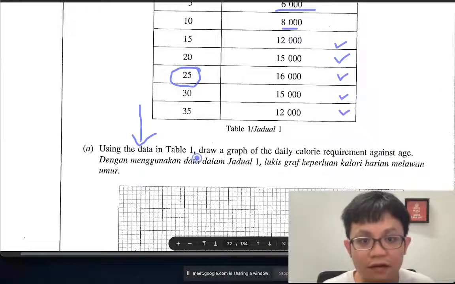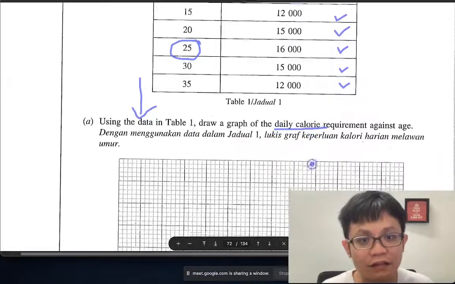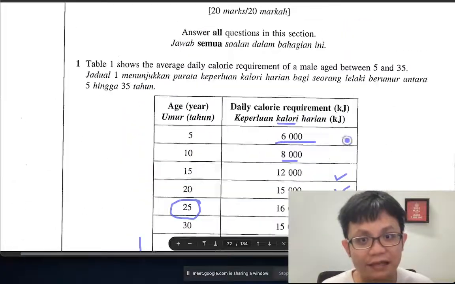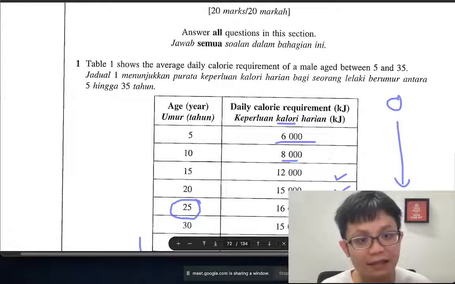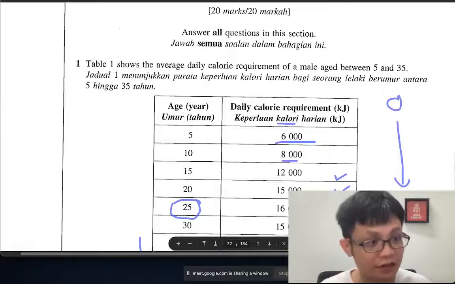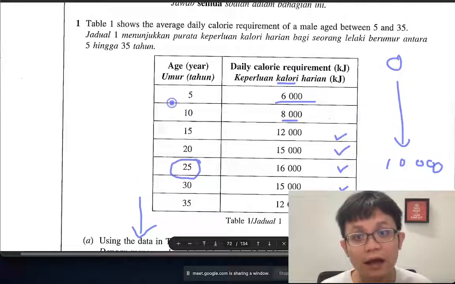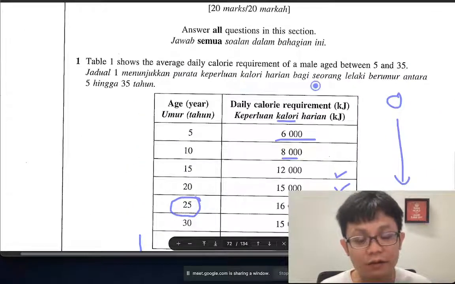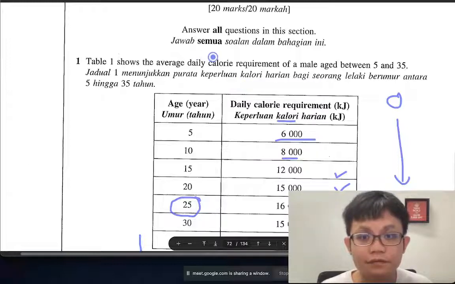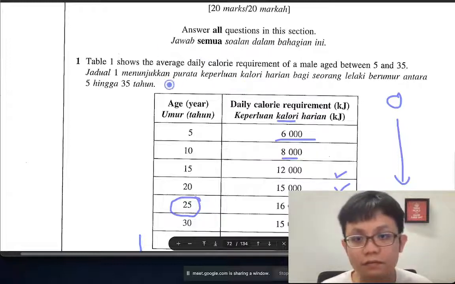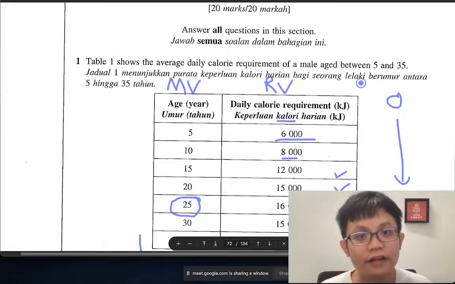Using the table, we can now draw the graph because there is a proper scale of 0 to 1000 and a proper interval between each unit. So we want to do this. What is the manipulated variable? Age. The manipulated variable will be the age. The responding variable will be the calorie intake.